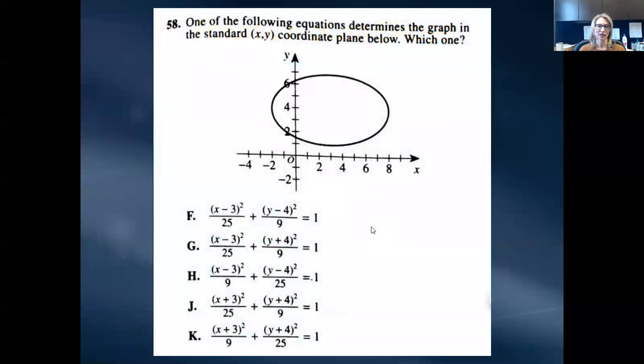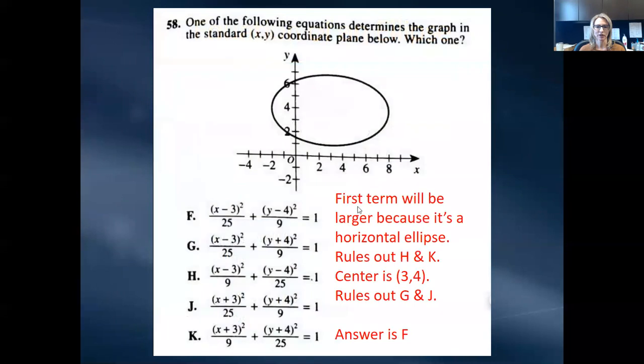All right. One of the following equations determines the graph in the standard coordinate plane below. Which one? All right, we see it's wider than it is tall, so we know that the a value is going to have to be larger. So we look at that and we can cancel out H and K. So we're only looking at F, G, and J. So the center of this ellipse is going to be at (3, 4). So it's at 3 and 4 here. So if we plug that into the equation, we need to pick the one that still says minus because these are both positive.